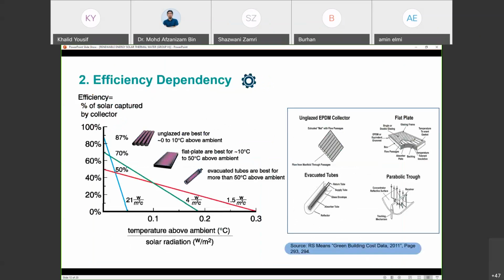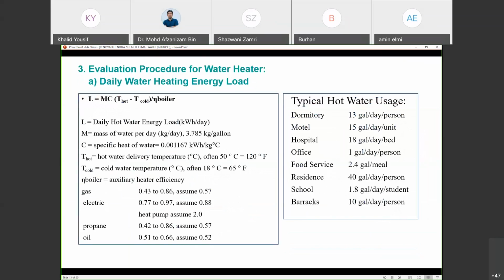Next slide, it's about the efficiency dependency. The percentage of solar captured by collectors is determined by the type of collectors, which are the unglazed EPDM collector, flat plate, evacuated tubes, and parabolic trough.